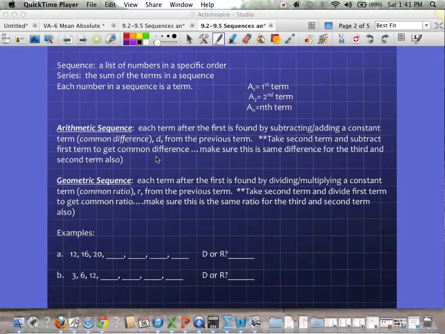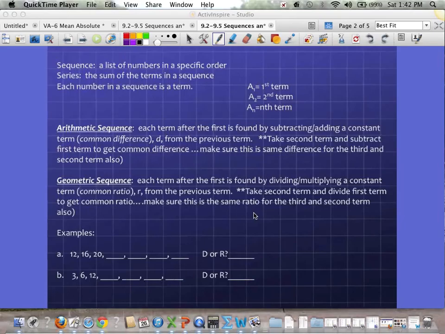Now, that's different from a geometric sequence, whereas instead of subtracting, you're going to be dividing. Okay, so you're going to look for a common ratio instead of a difference. Difference is subtraction, ratio is dividing, and we're going to have that denoted as R. So you'll take the second term and divide the first term into it to see if you get a common ratio. And of course, as with the arithmetic sequence, you also have to make sure that it's true all the way through the pattern that you have.